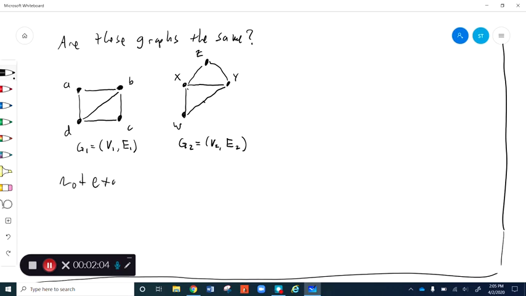The reason they're not exactly the same is because the vertex sets V1 and V2 are not actually the same set. In graph 1, the vertex set is ABCD, whereas in graph 2, it's XYZW. So technically, they're not the same, but they're pretty much the same. They're basically the same thing, right?